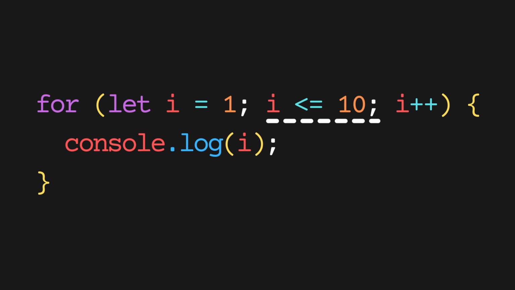The second expression is the condition. The condition is evaluated at the start of each iteration of the loop. If the condition is true, the code block inside the loop will execute. If it is false, it will stop the loop.